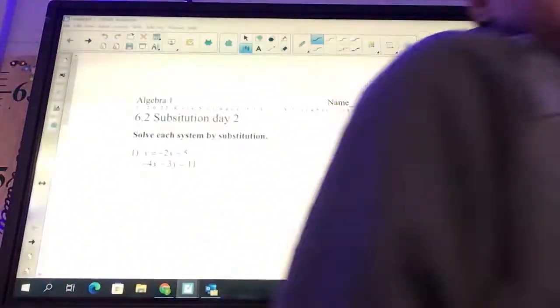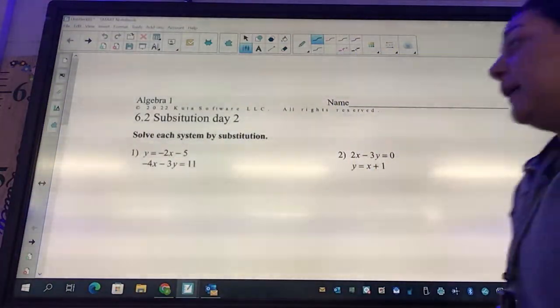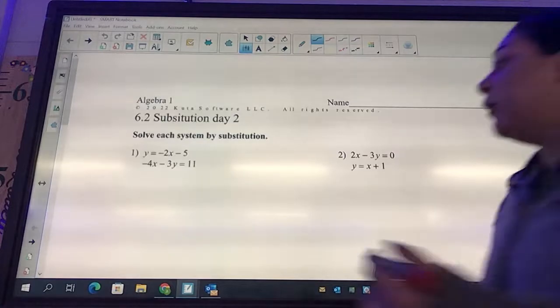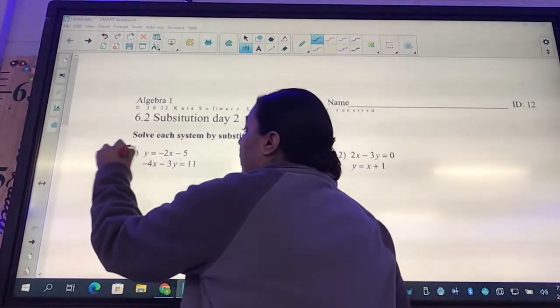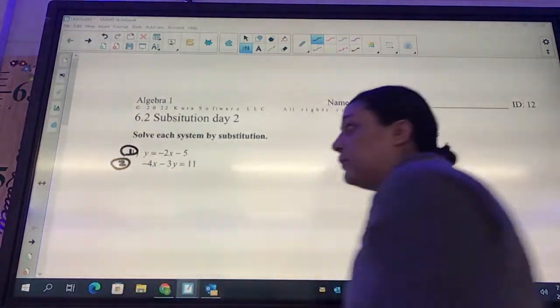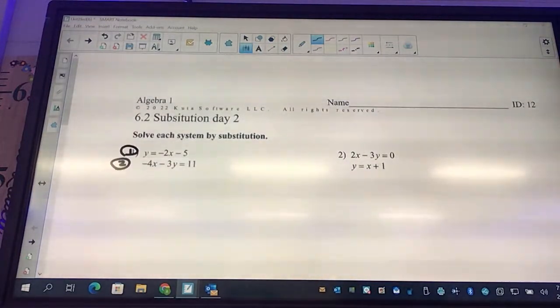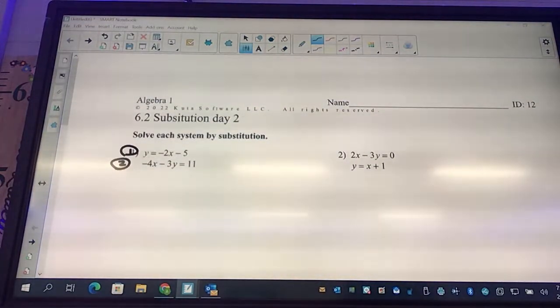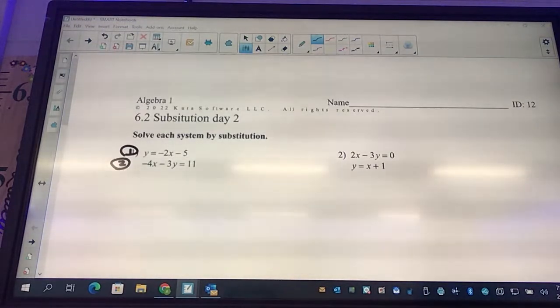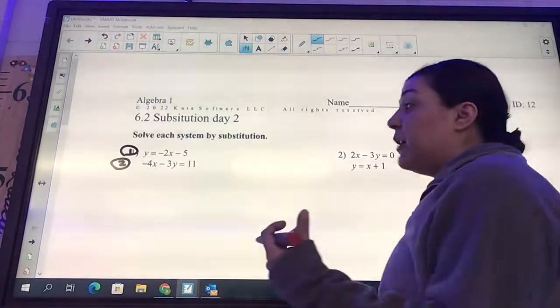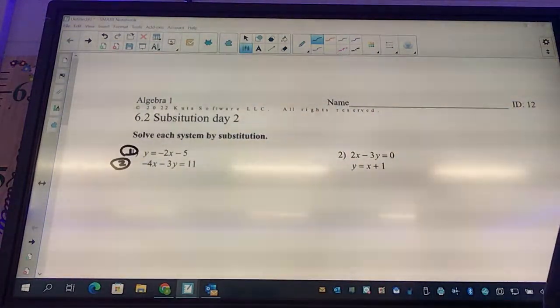Okay, so step one is going to be to do what? Label both equations. Okay, so we got equation 1 and equation 2. Take a second and look at it. Which one do we circle? The one with the y equals, and which one is that? Equation 1. Sometimes it's going to be equation 1, sometimes it's going to be equation 2.